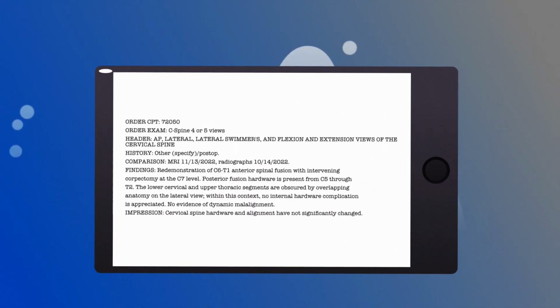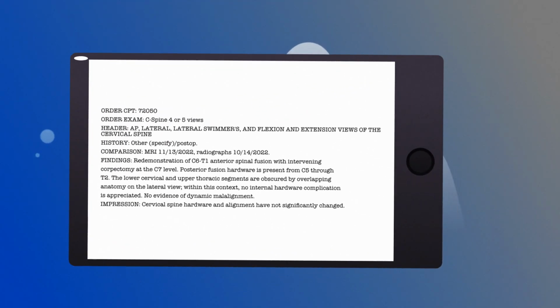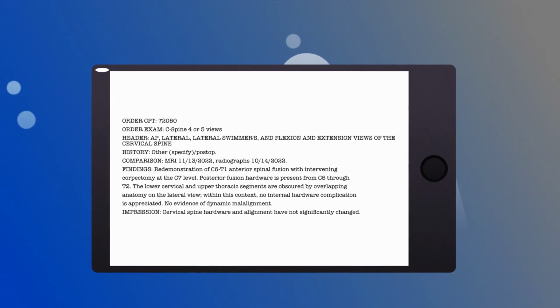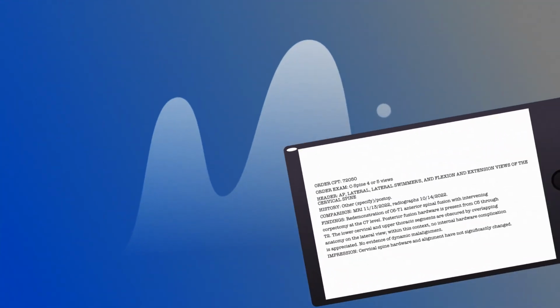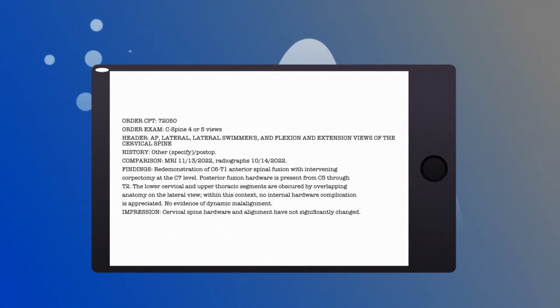Chart example, postoperative cervical spine imaging. Order exam: cervical spine, 4 or 5 views. Header: AP, lateral swimmers, and flexion and extension views. History: post-op. Comparison: MRI from 11/13/2022, and prior X-rays from 10/14/2022. Findings: redemonstration of anterior spinal fusion from C6 to T1, corpectomy at C7, and posterior fusion hardware from C5 to T2. No signs of hardware complication or dynamic malalignment. Impression: stable postoperative changes, no significant change in alignment or hardware.